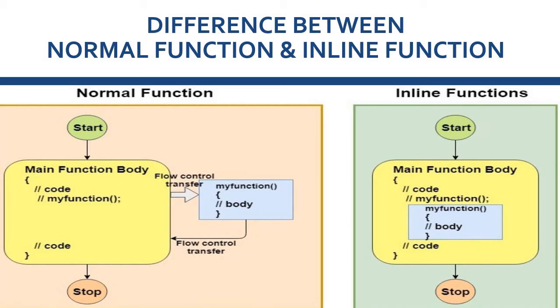But in the case of an inline function, what will happen? This my function body will replace this my function statement. That means the actual body of the function will be inserted in the main function body. So this is the difference. You can see this blue area is placed outside the main function body here. The control is shifting here and then back to the main function. Whereas in the inline function, the function body has been inserted in the same main function body.